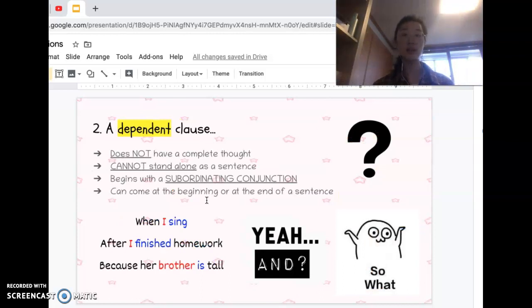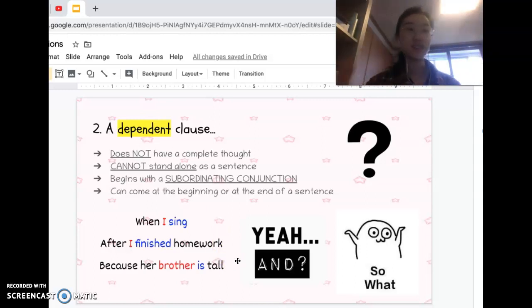Dependent clauses, on the other hand, are dependent, meaning they need something else to make the sentence sound complete. A dependent clause cannot stand alone, and it always starts with a subordinating conjunction, which is what we're going to be talking about today. A dependent clause can also hang in the beginning or the end of a sentence, right? For example, tell me if these clauses sound weird to you. When I sing, after I finish homework, because your brother is tall.